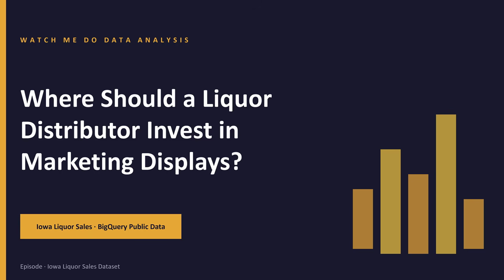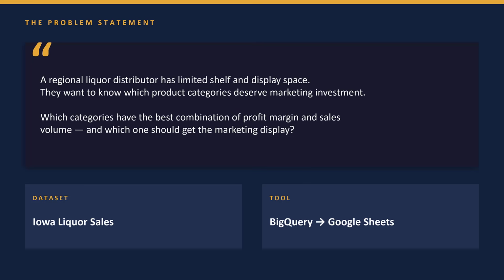Watch me do a data analysis project where we're going to be looking at a liquor distributor. We want to know where we need to invest our marketing dollars on displays. So we're going to be using a BigQuery public data set that has Iowa liquor sales. So let's dive in. We're a regional liquor distributor, and we have limited shelf space.